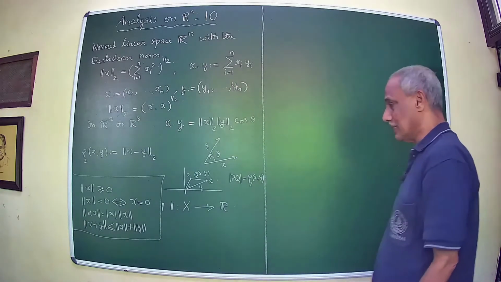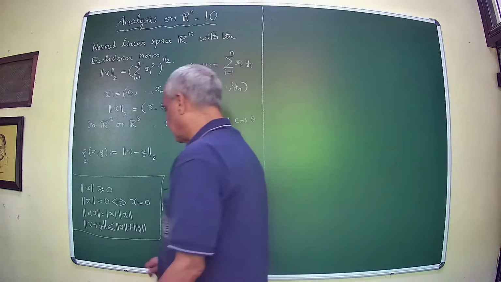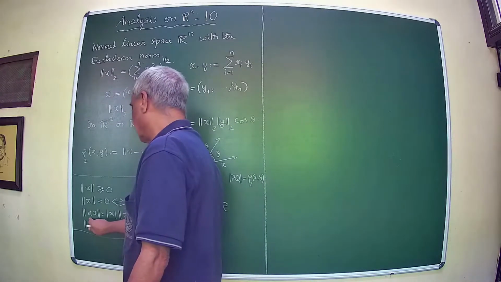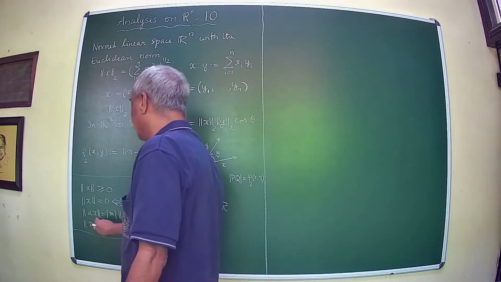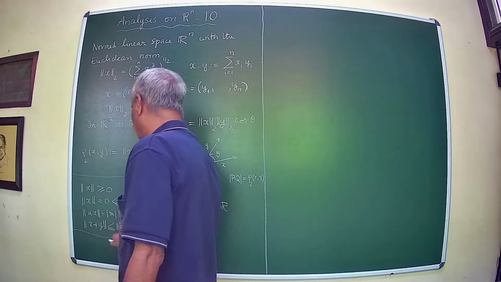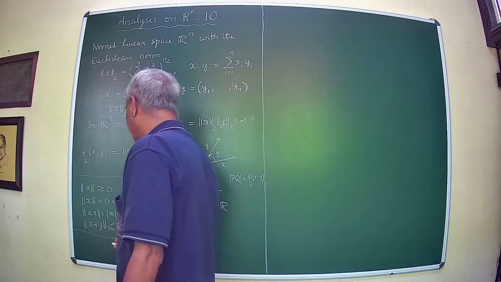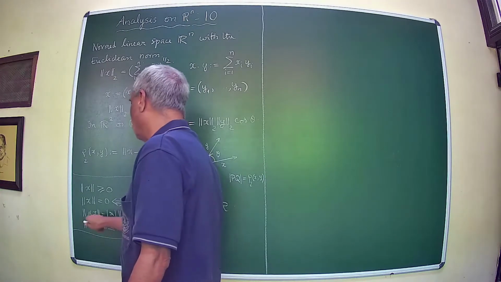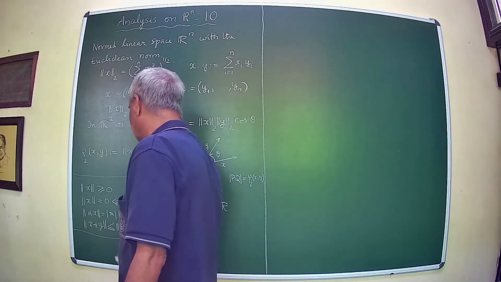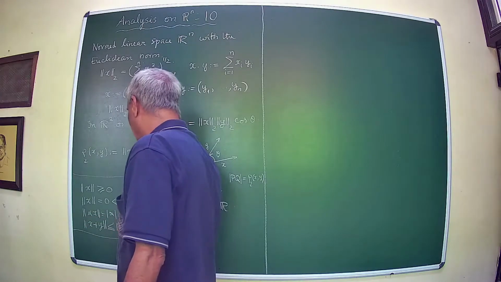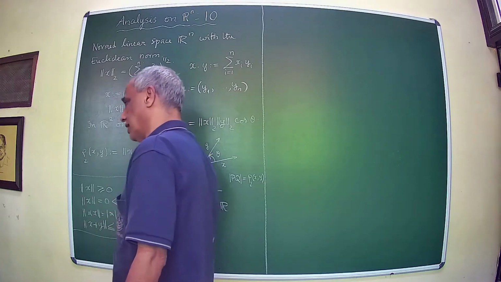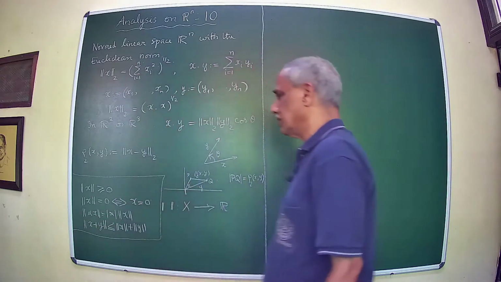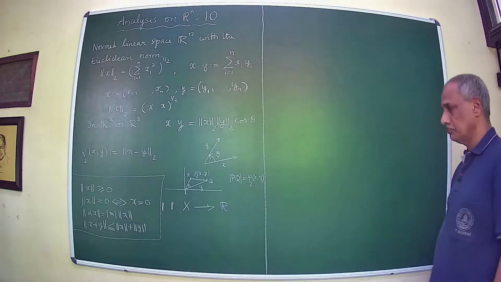So you know that there are two linear space operations: one is addition and the other one is scalar multiplication. And you are saying how norm of x plus y is related to norm of x and norm of y, and how norm of alpha x is related to norm of x and alpha. So this is described. If you have such a function, then you call it a norm.